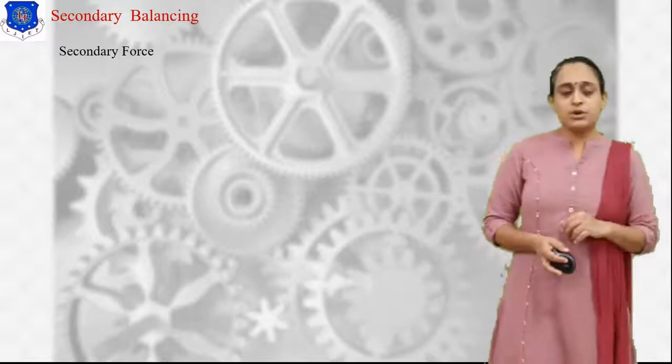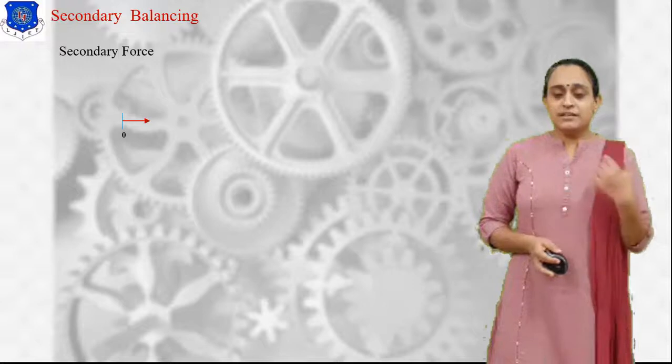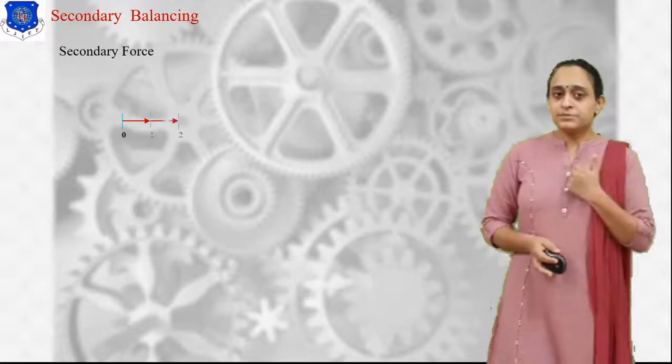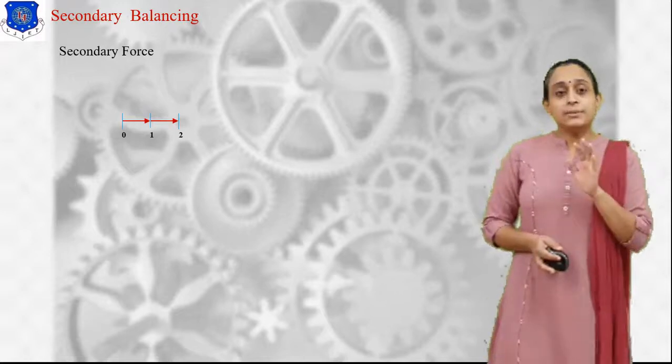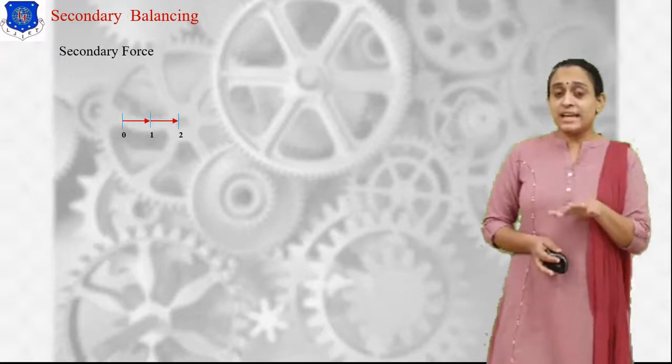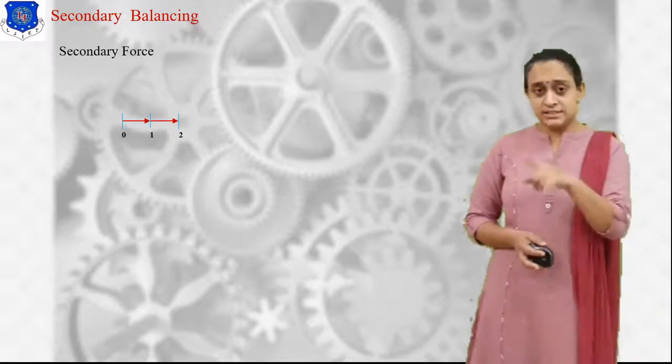Okay, now they ask us to find out secondary balancing. So let us first of all draw the secondary force. We have to draw 0 to 1. Okay, then 1 to 2 force value. Now the secondary force value as 1 and 2 both are at 0 degree. Hence we have to write in this case.